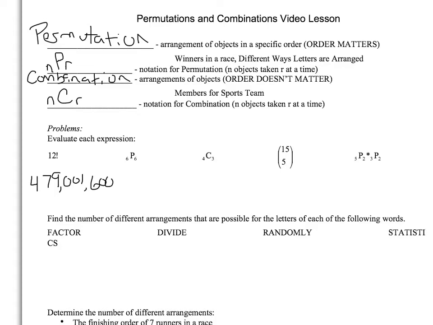What that 12 factorial means is really just 12 times 11 times 10 times 9 times 8 all the way down to 1. So 4 factorial would be 4 times 3 times 2 times 1. 7 factorial is 7 times 6 times 5 times 4 all the way down.